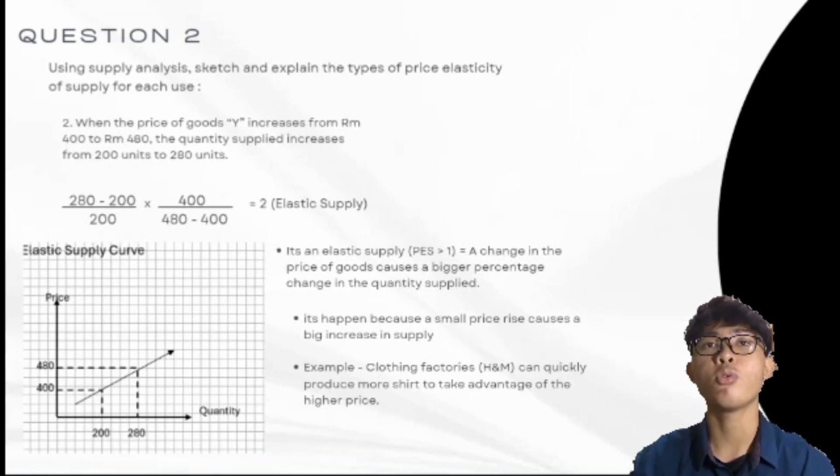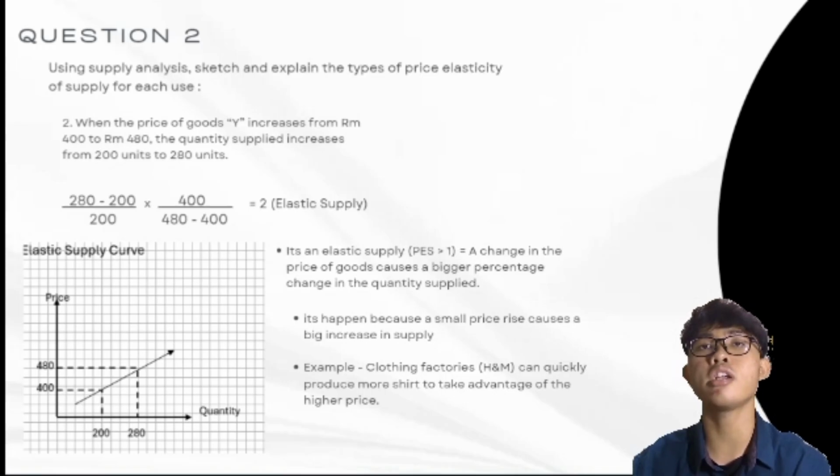Question 2, Roman. When the price of good Y increases from RM400 to RM480, the quantity supplied increases from 200 units to 280 units. So using the same formula, we put the quantity first, then the price. So 280 minus 200 divided by 200, times 400 divided by 480 minus 400, we will get 2, and it's equal to elastic supply. It is because it's above 1.